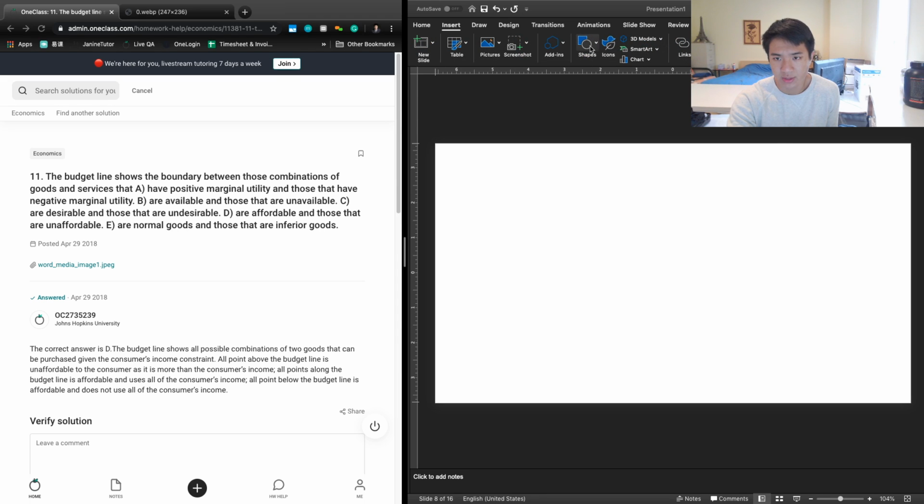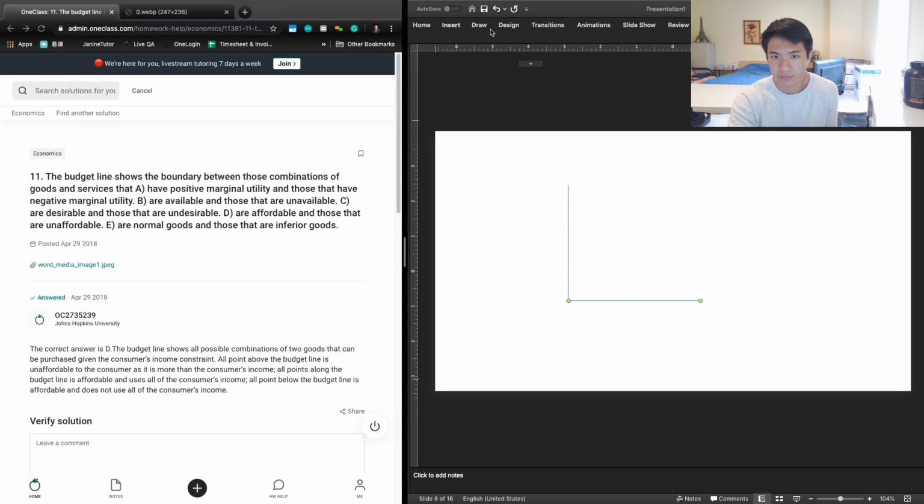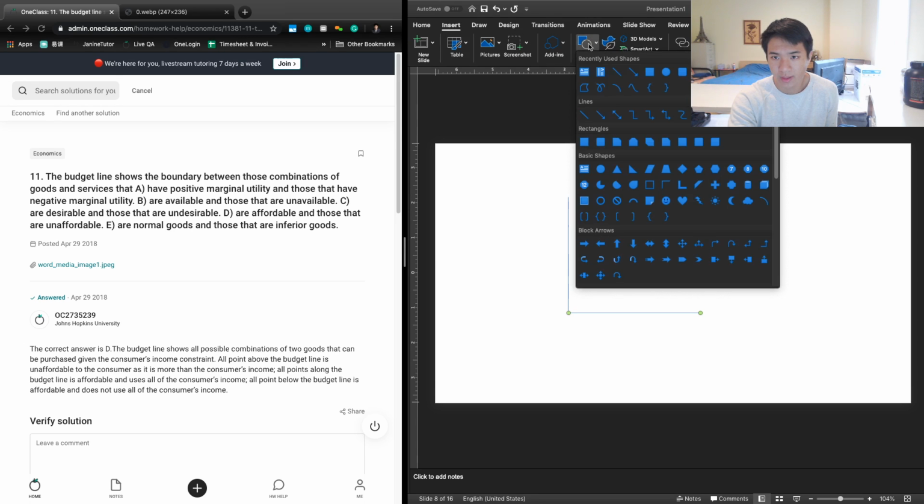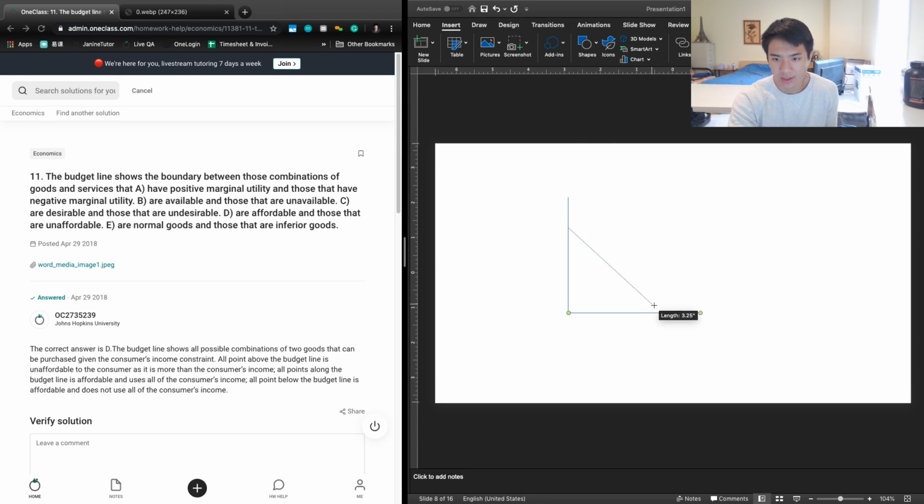Let me see if we can use a shape instead. So we'll do the y-axis, the x-axis. We have our x-axis. This is pretty laggy. And then we have our budget line. And so the budget line is just a straight line. And the way we usually see this occurring is in a two goods model where you have good x on the x-axis and good y on the y-axis.